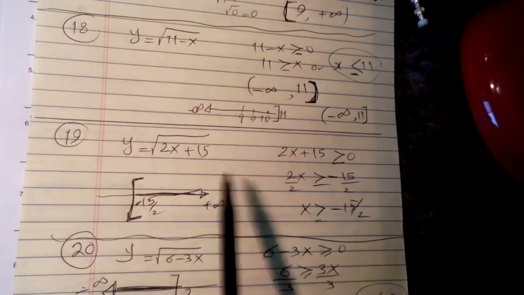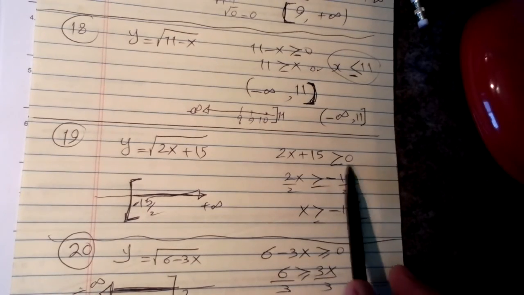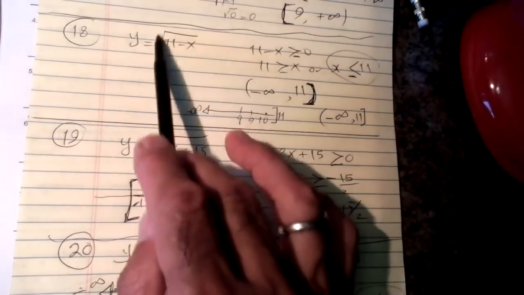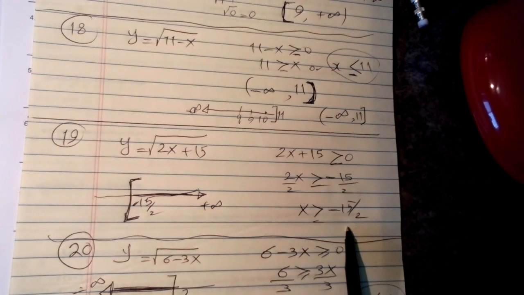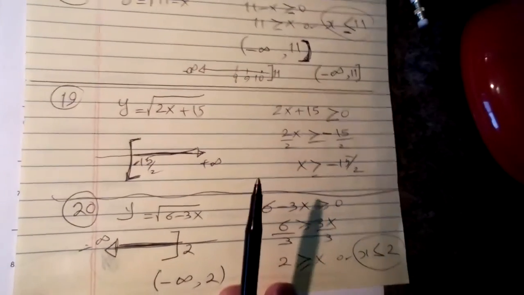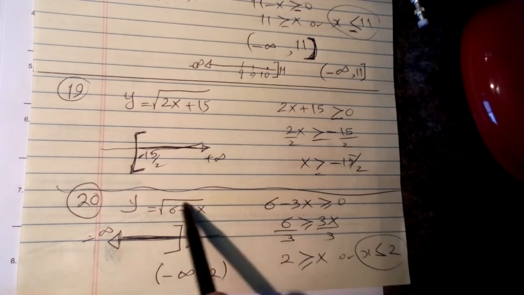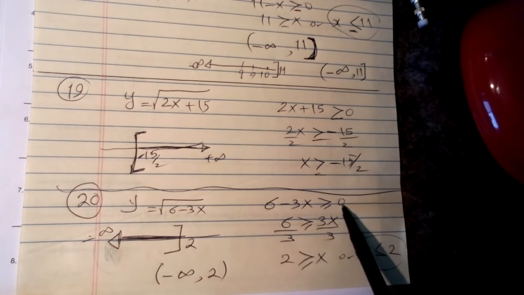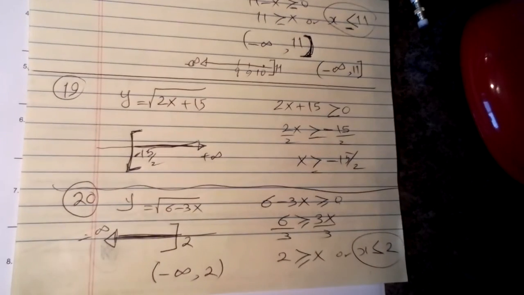For this one, what you have under the radical, always set it greater than or equal to 0 and solve that inequality. That's what we do. And the same thing for number 20. So if you are asked to find the domain for a radical, take what you have under the radical, set it greater than or equal to 0, and solve it for x. That would be your domain.